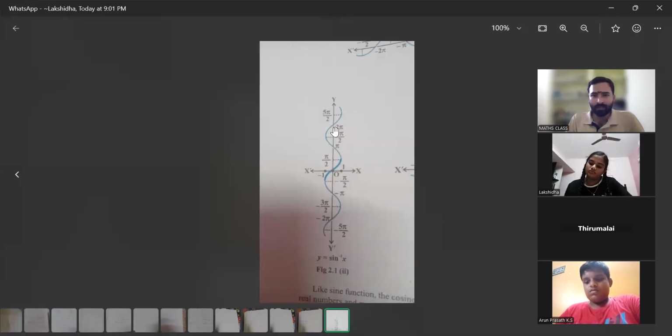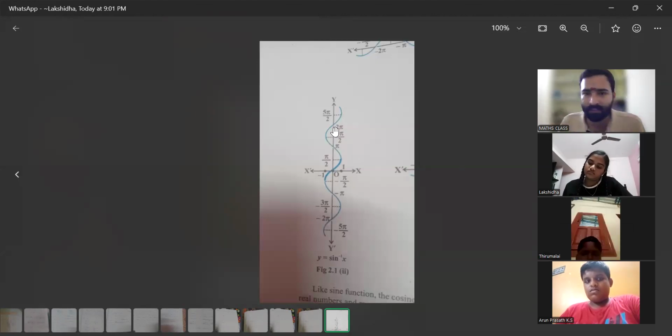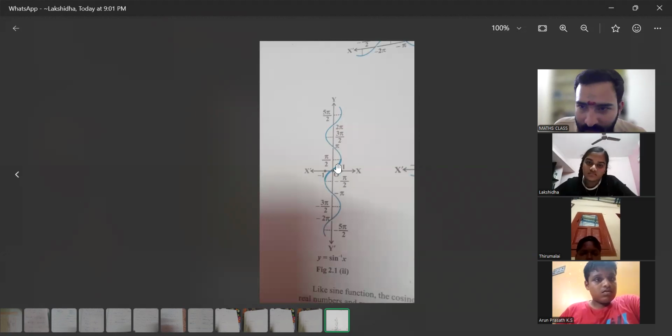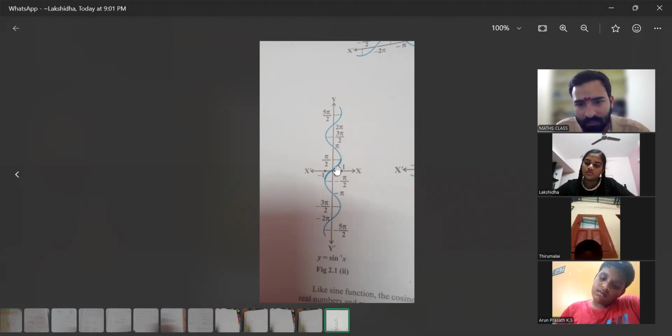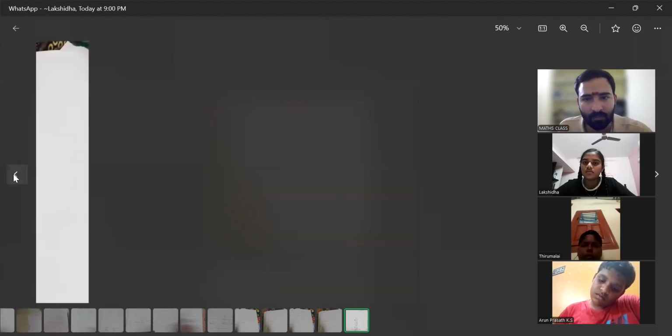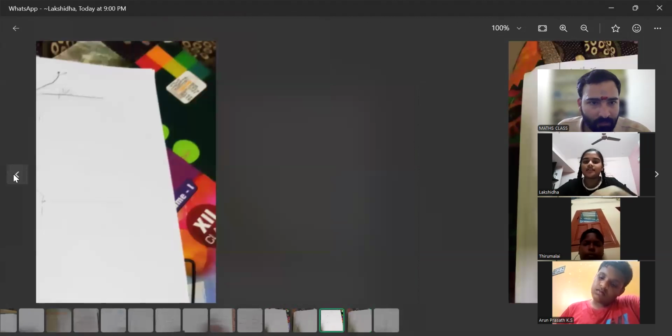See, this complete graph is not the graph of sine inverse x. Only this dark portion is the graph of inverse of sine x. That is sine inverse x. Right? Yeah, that is correct. But don't draw the region above and below. Only draw this dark region. That is the graph only. So as you can see here also.